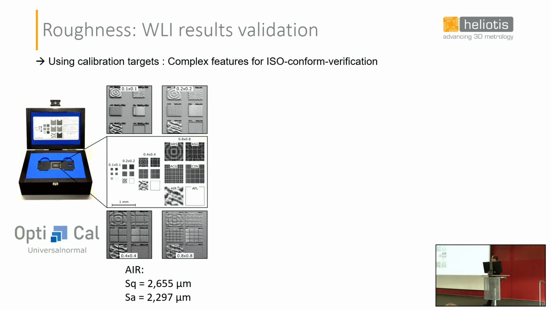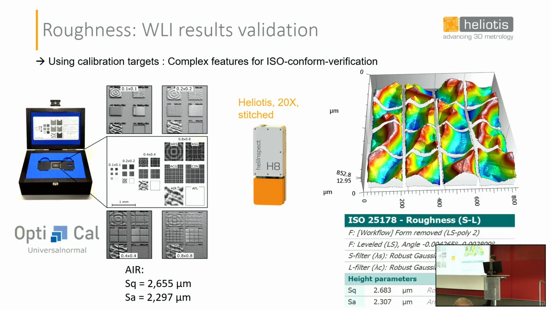So here's another artifact. This is an optical artifact, and it is made in such a way to allow you to do very, very ISO-conform evaluation of your measurement instrument. So they deposit patterns which correspond exactly to what the ISO numbers recommend. And we have, of course, measured that one as well. And indeed, we get the right SA and SQ values. So we can say very confidently that the device will measure the roughness accurately.